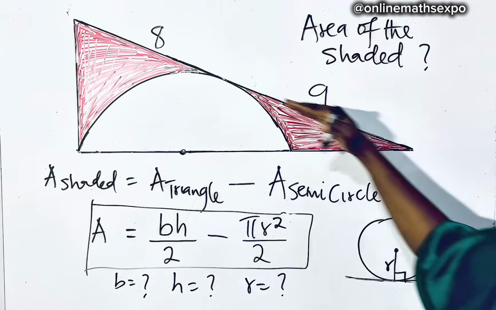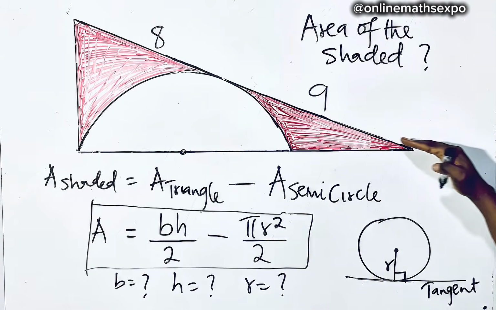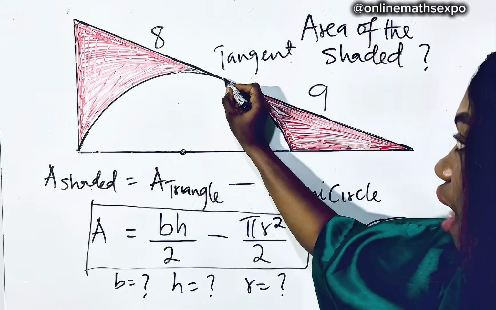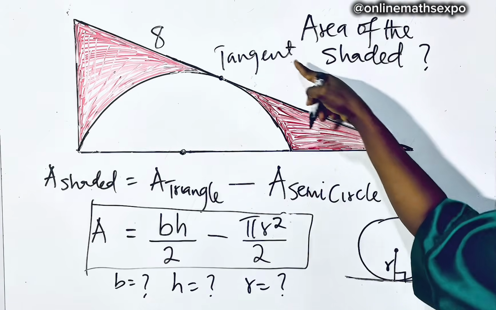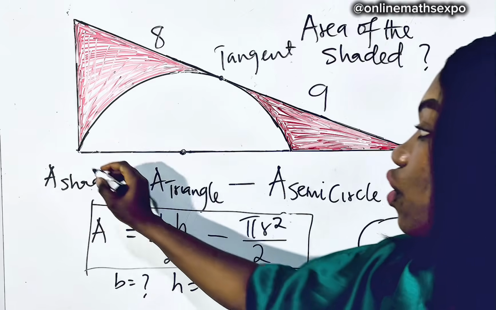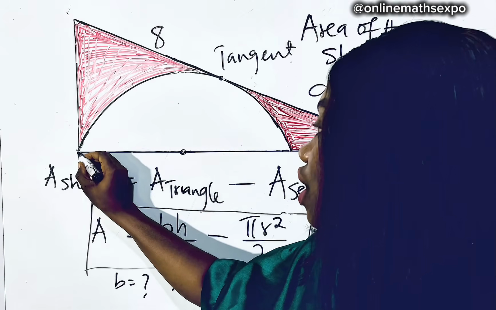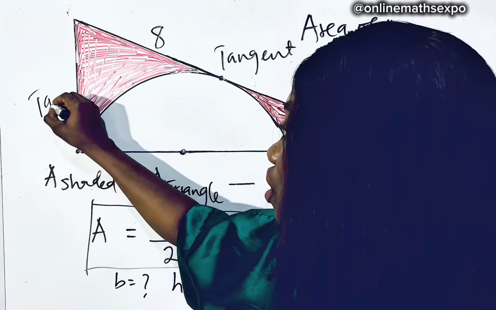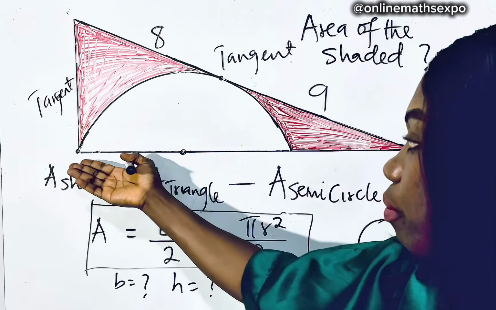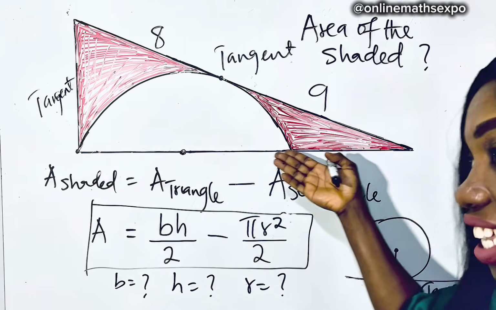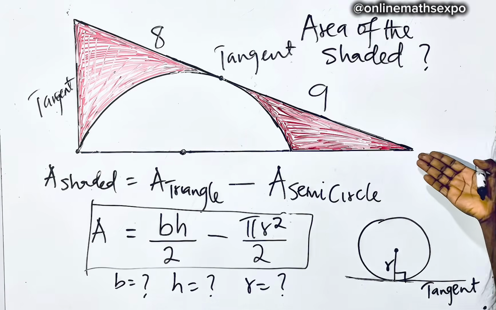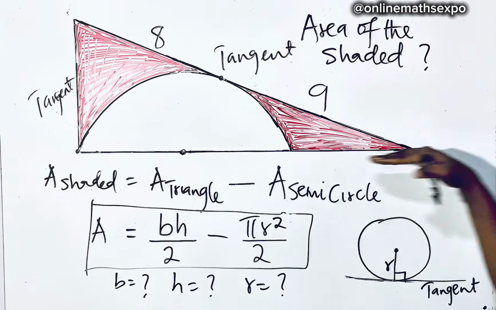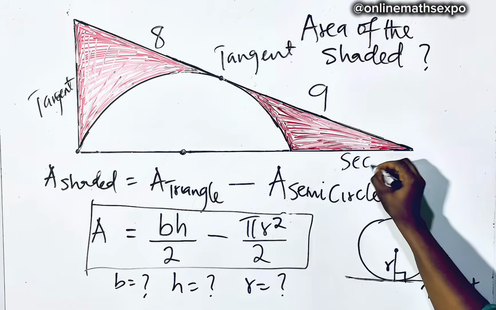Remember, this line is a tangent line. Watch, it is a tangent line because it is touching the circumference of this semicircle at this point. This line is also a tangent line because it's touching this at this point. So this is also the circumference of the circle. So this line is also a tangent line. What about this one? This is not a tangent line. You see that this line is what we call the secant. It touches the circumference at 2 points and then moves away. So this line is what we call secant.